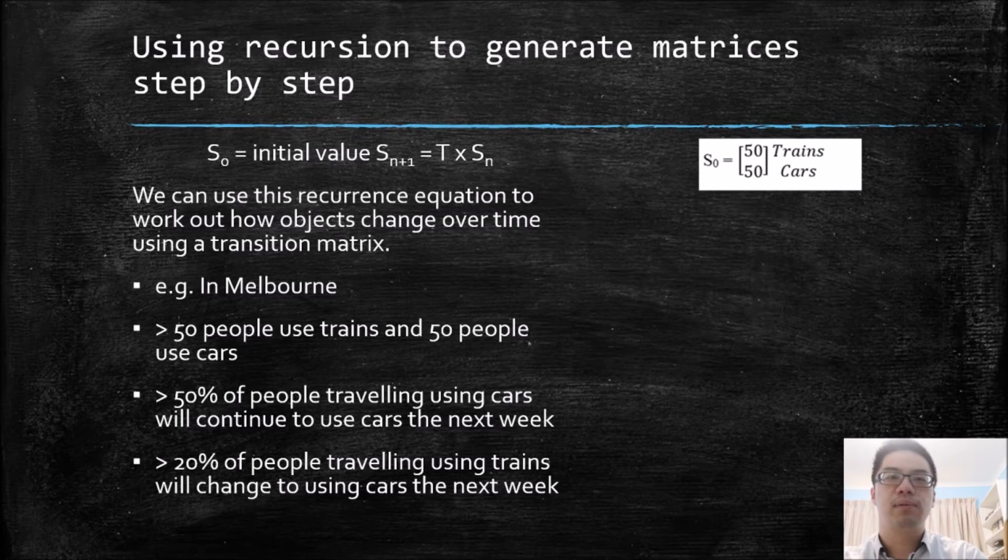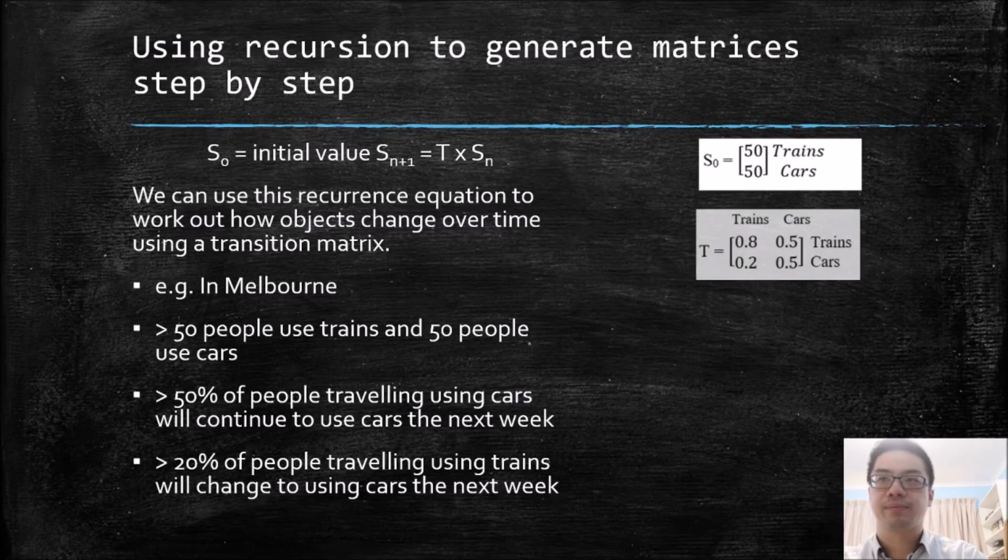So we can transform that information into a transition matrix, T. I've decided to use trains first and then cars. So trains, cars, and then on the vertical side, put it in the same order, so trains and cars as well. Now it says 50% of people traveling using cars will continue to use cars. So from cars to cars is 50%. 50% as a decimal is 0.5, as you can see here I've written 0.5. The next part is 20% of people traveling using trains will change to using cars the next week. So from trains to cars is 20%, otherwise 0.2.